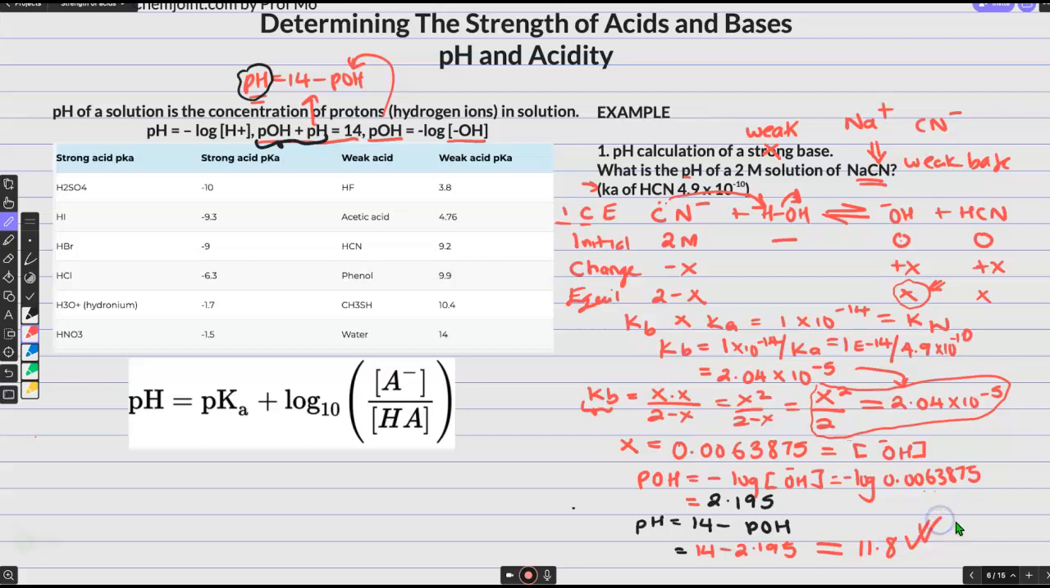That gets us to the end. We had to do all this through the ICE chart because we have a weak base, which is the same thing you want to do if you had a weak acid. Similar thing, not the same, similar thing. Okay, I hope now you understand how to determine the strength of acids and bases based on their Ka, pH, pOH values. Okay.